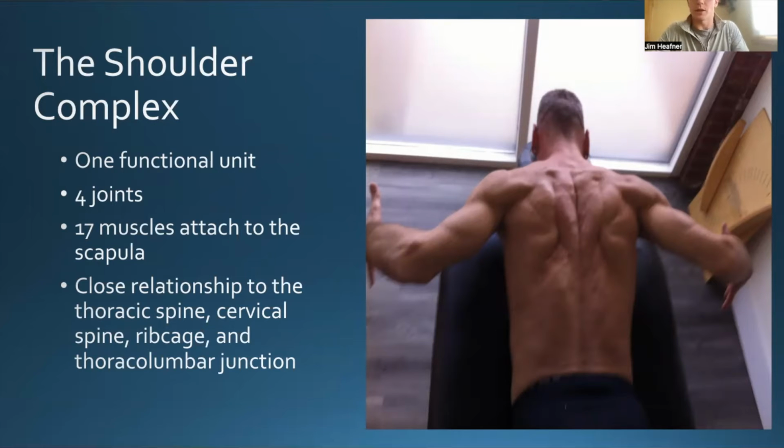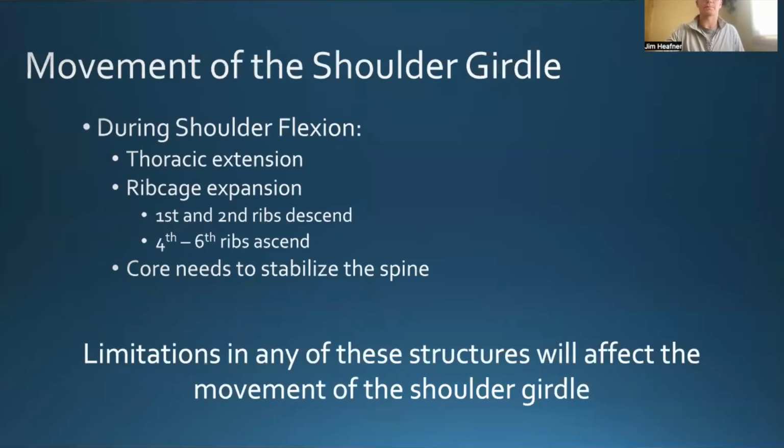The shoulder has a close relationship with the thoracic spine, the cervical spine, the rib cage, and even the thoracolumbar junction. I often find myself focusing on core stability interventions for individuals with shoulder pain, because if you have strong shoulders but no base to support yourself from, then the muscles can't operate as efficiently.